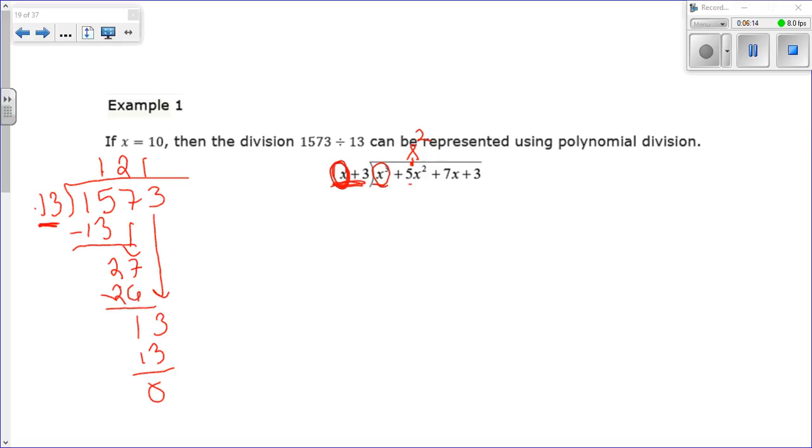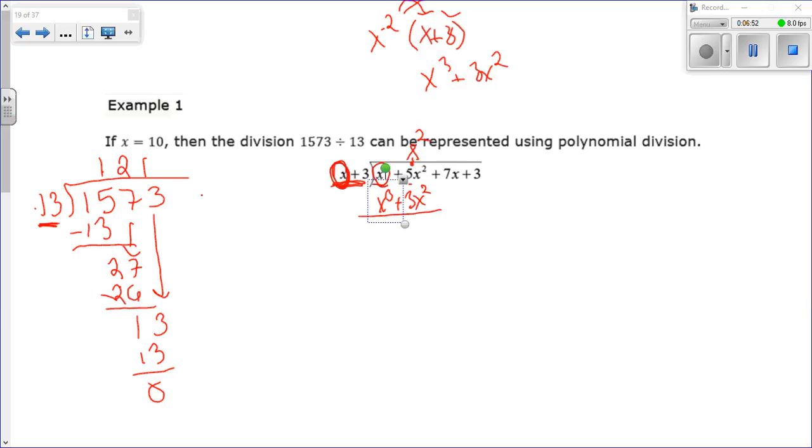So then I need to multiply this x squared times x plus 3, just like we did 1 times 13 or 2 times 13. But we have to use our distributive property, and we're going to say x squared times x plus 3 and actually distribute that out. So x squared times x is x cubed, x squared times 3 is 3x squared. So I'm going to write that down here. So x squared times x is x cubed. X squared times 3 is plus 3x squared.